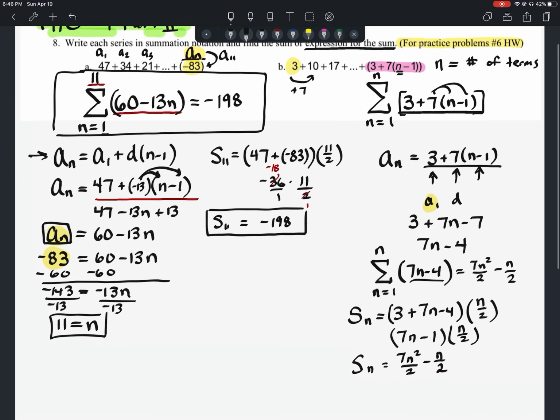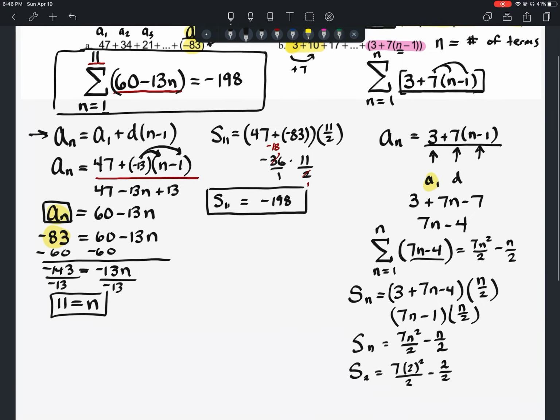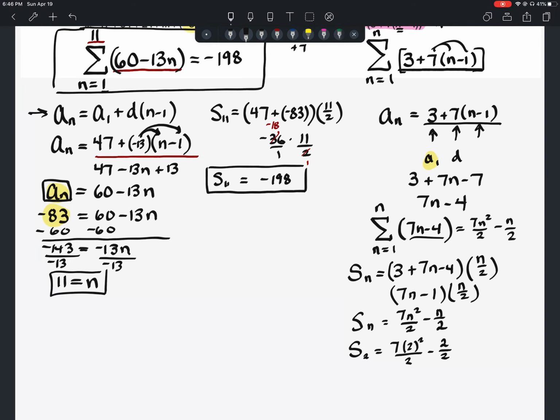Now we can take it here and we can check it if we wanted to. We could say here, let's find the sum of the first two terms, right? The first two terms in this are 3 and 10, which the sum is 13. So if I plug a 2 in here, I should end up with 13 as the answer. Let's see. Sum of the first two terms is going to be 7 times 2 squared over 2 minus 2 over 2. Well, what we'll get here is 2 squared is 4. 4 times 7 is 28. Divided by 2 is 14. So this simplifies to 14. 2 divided by 2 is 1. 14 minus 1 is 13. So we know that our answer is correct.